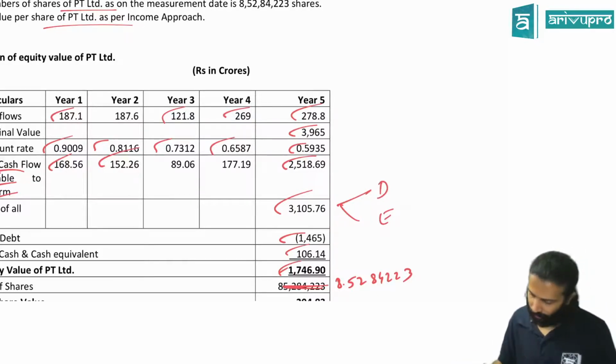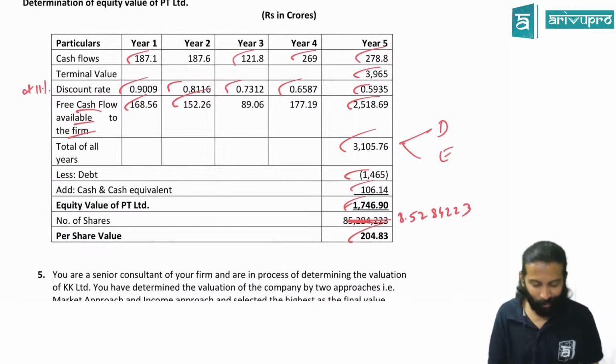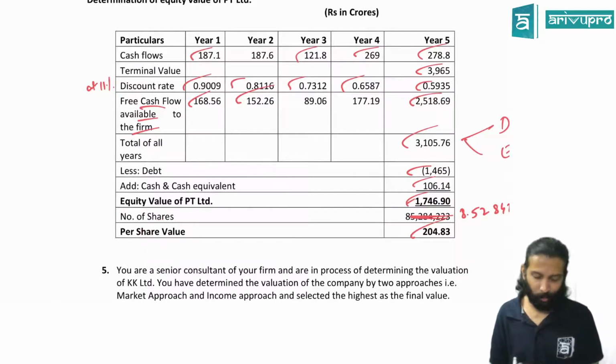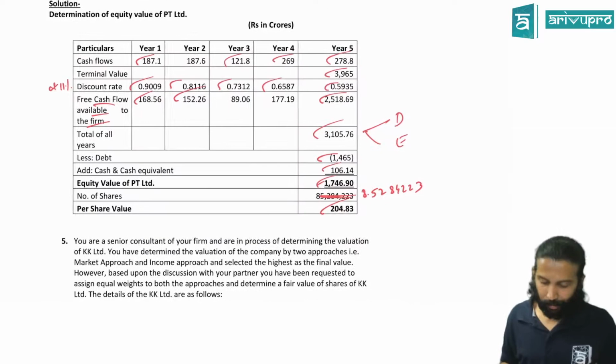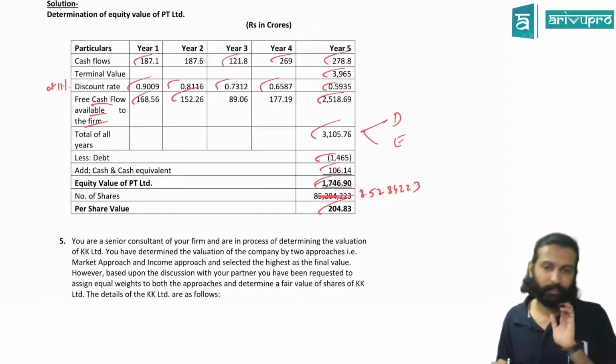1746.90 divided by 8.5284223. How much will that be? 204.83. Not crore, sir. 204.83 is the value of one share. Correct, rupees. If you want, you can write it outside also. Are we comfortable with this? That's it. A simple problem.